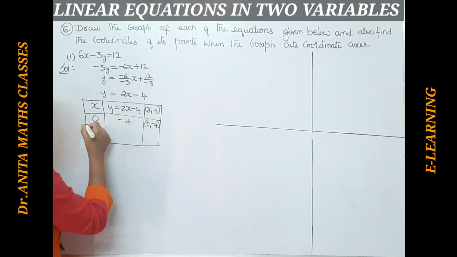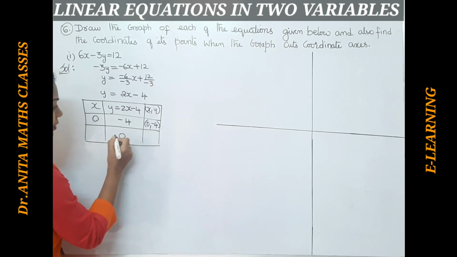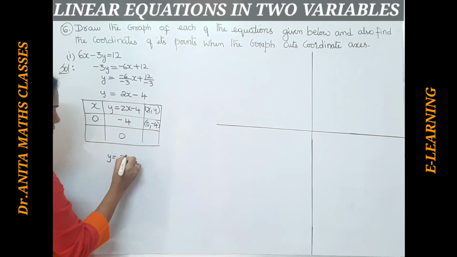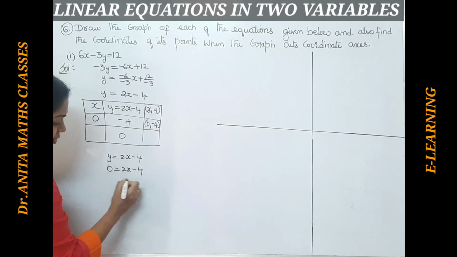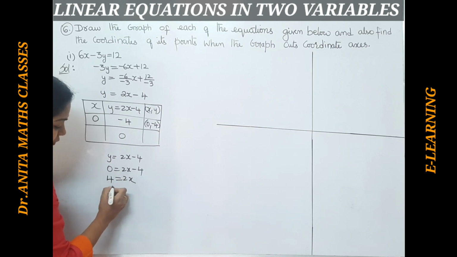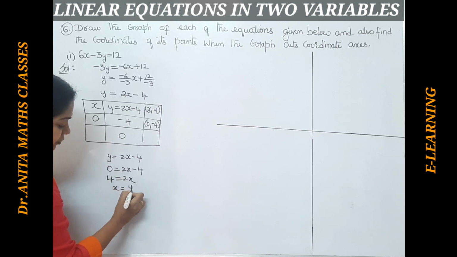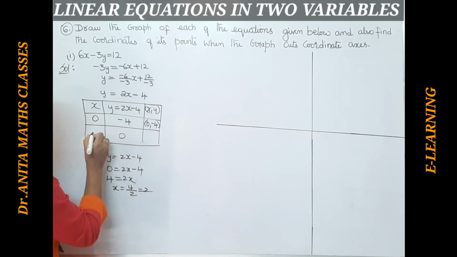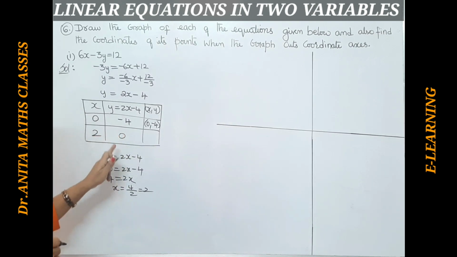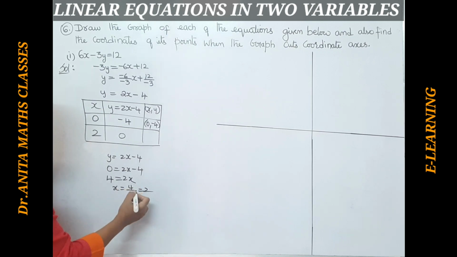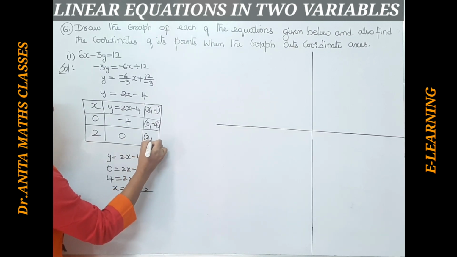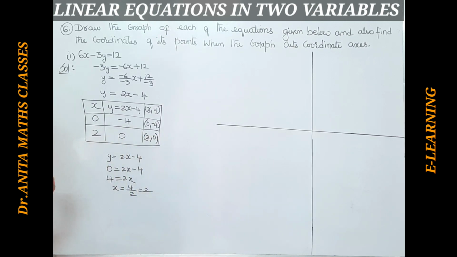Now when y equal to 0, let me substitute y equal to 0. See here, 2x minus 4. When y equal to 0, 2x minus 4 equals 0. So 2x equals 4. So x is equal to 4 by 2 equals 2. So when y equal to 0, we got x value as 2. So 2 comma 0 is the point.